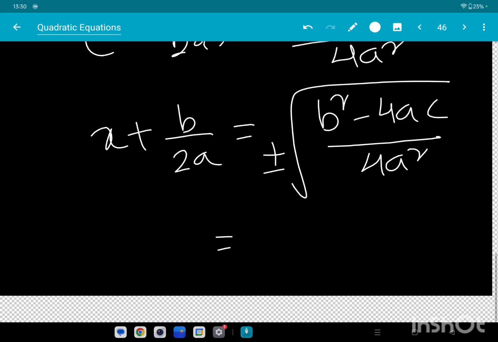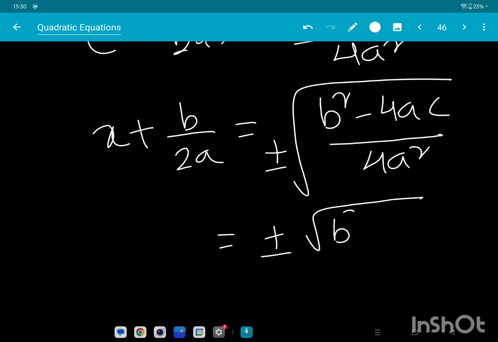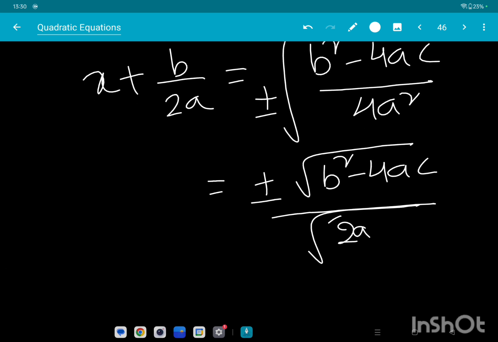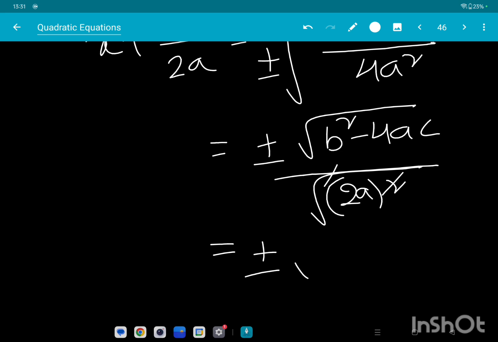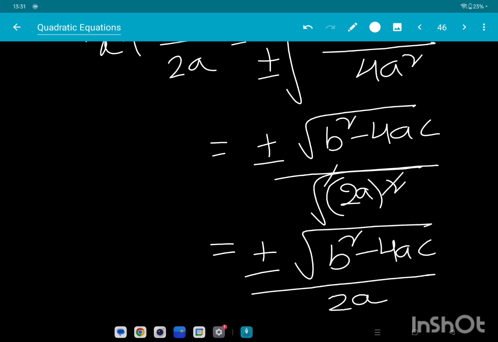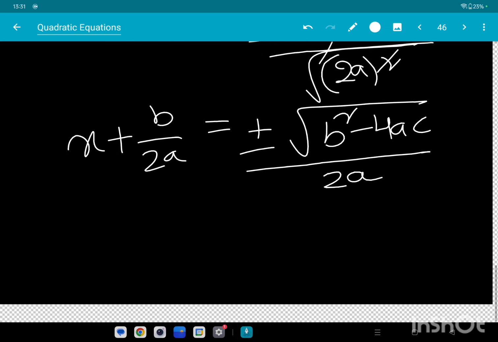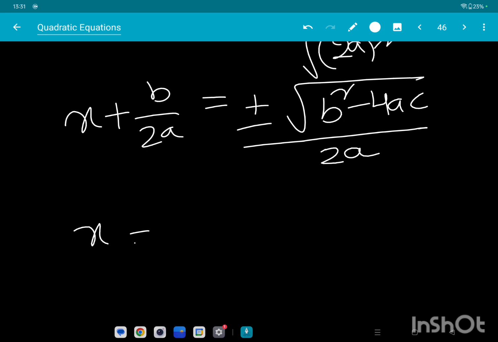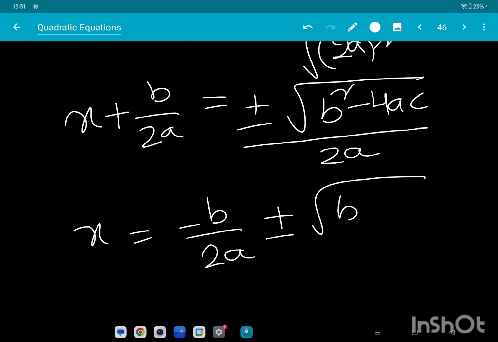Now I am going to solve this. Plus or minus, and I'll write it as b square minus 4ac divided by, can I write it as root of 2a whole square? Can I write it in this way? Here the square cancels, and the remaining terms will be plus or minus root of b square minus 4ac divided by 2a, and here the terms are x plus b by 2a, and this b by 2a will go to that side, then it will become x is equal to minus b by 2a plus or minus root of b square minus 4ac divided by 2a.